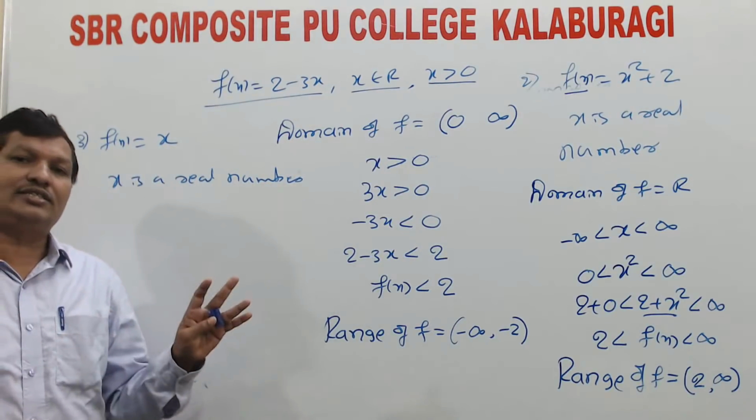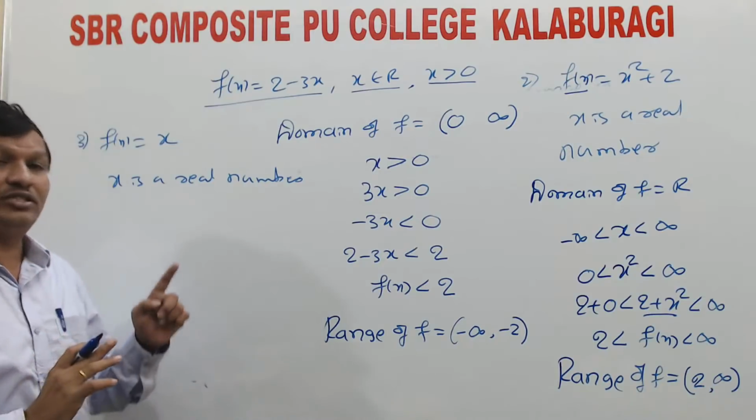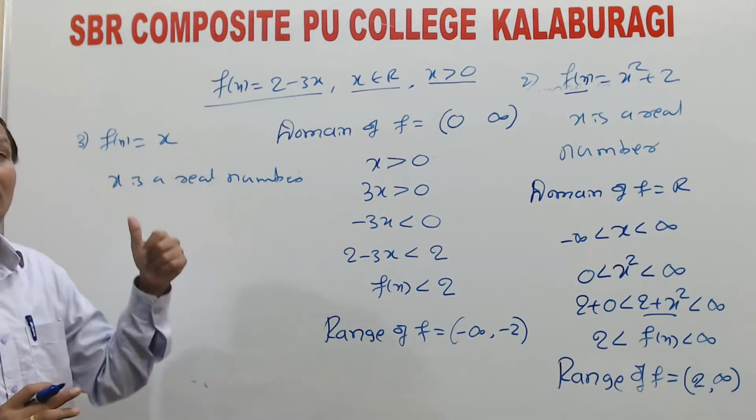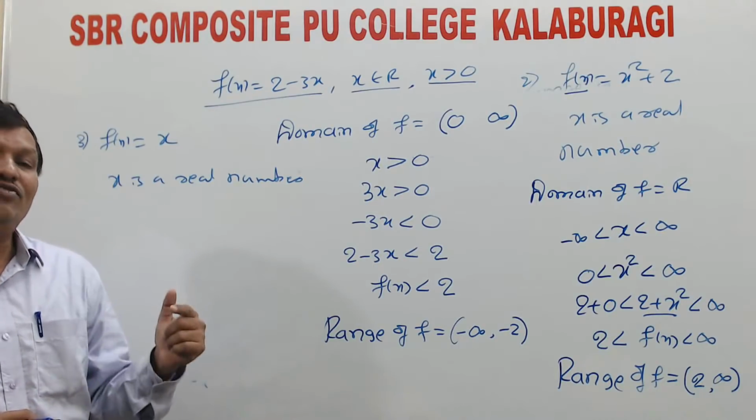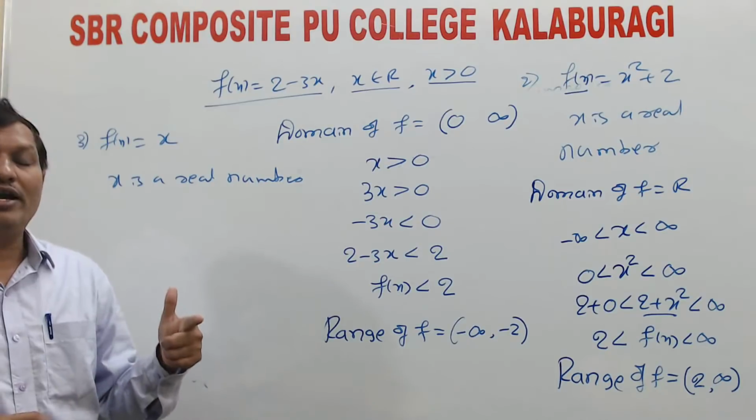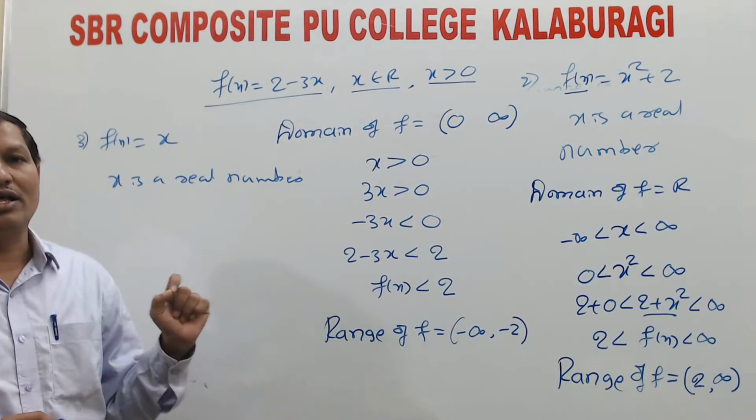Already we discussed different types of function. What type of function is f of x equal to x? It is an identity function. So in that identity function, what is the domain, codomain and range? Already we know that all are real numbers.